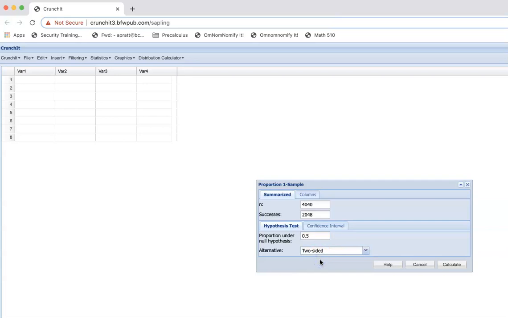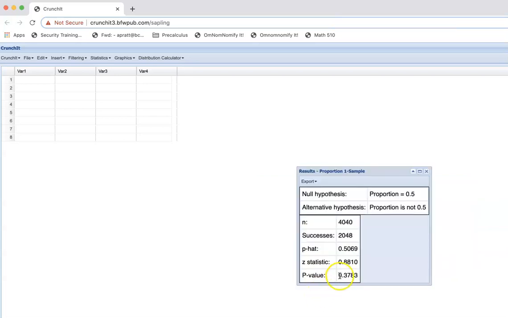And here we did the two-sided because we didn't know if it was greater than or less than. And here we get a p-value, and we actually got 0.378, so I'm not sure what was going on in the textbook, why it rounded that to 0.37, but maybe there was something that Crunchit does a little bit different. But you'll get the right answer in your homework because the homework is based on the output on Crunchit.